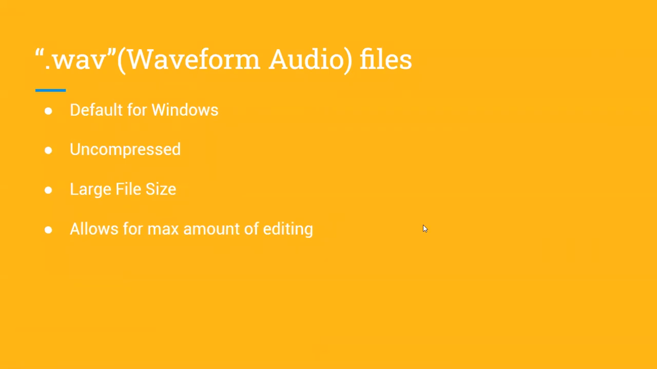WAV is short for waveform audio format and is the standard format when it comes to working with audio on Windows systems. It's also known as WAVE, spelled W-A-V-E. WAV files are an uncompressed file type, which means that they aren't compressed when saved.